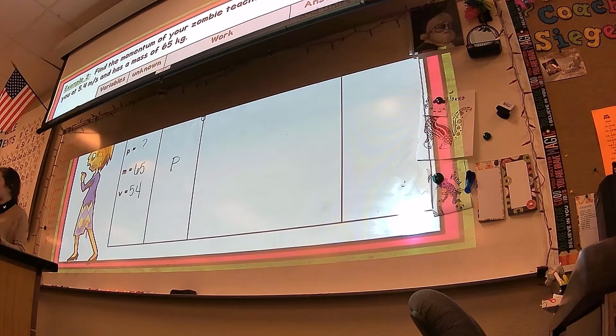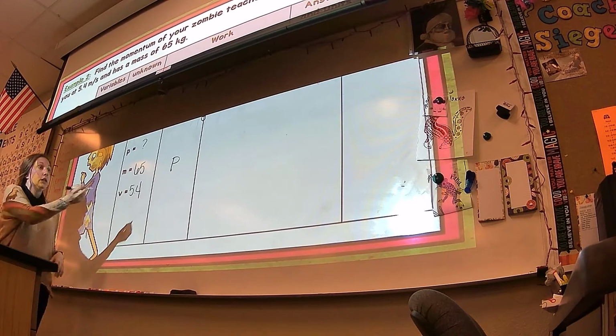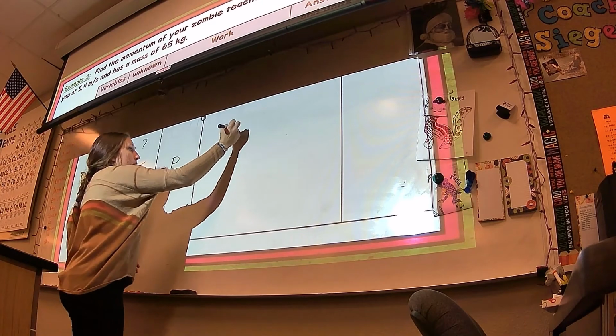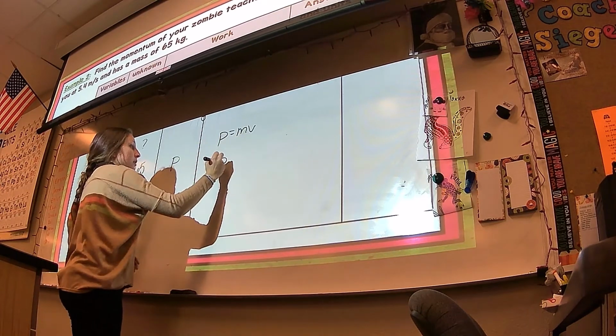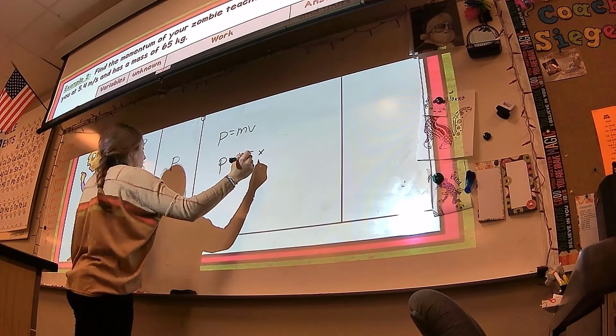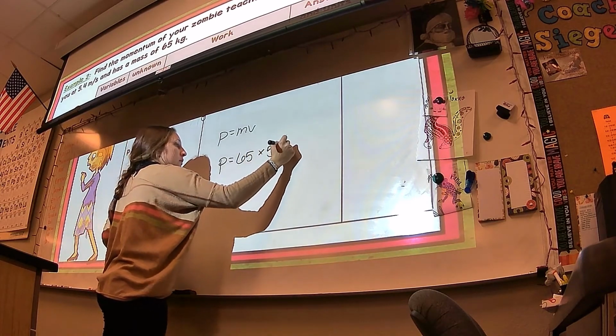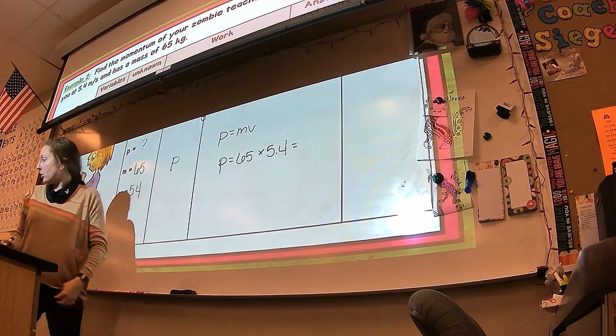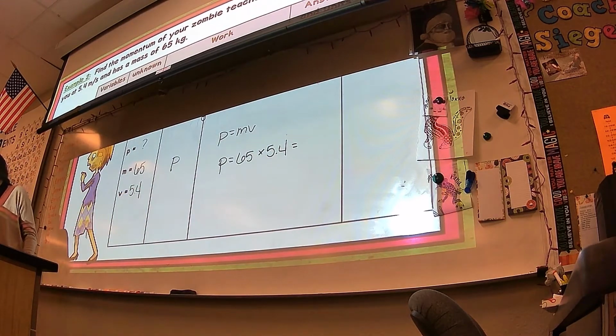What did you do in your calculator? Multiply? Good. Okay, so P equals M times V. So run this one, 65 times 5.4. And you should get 152.5. No, 351. 351 is what I got.